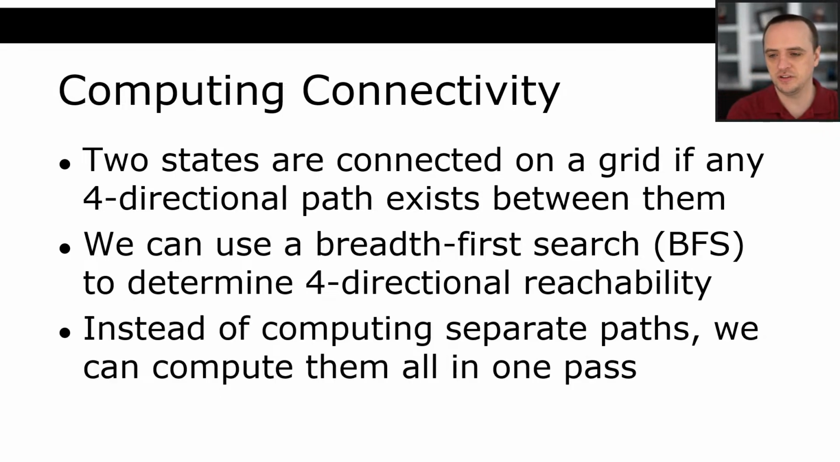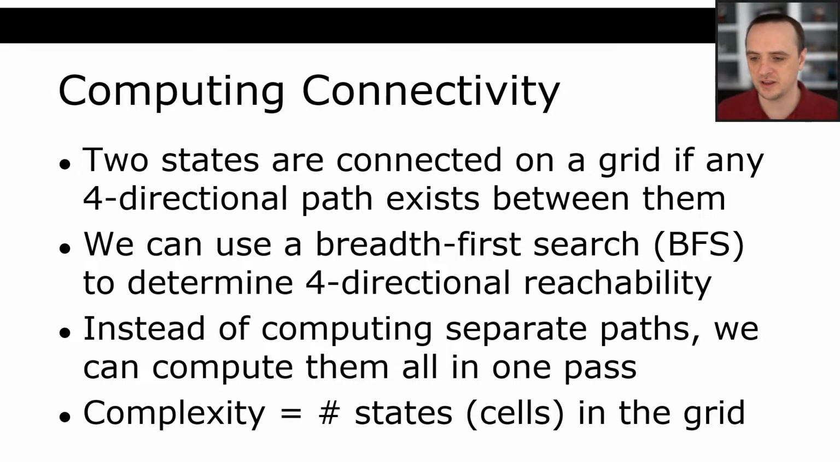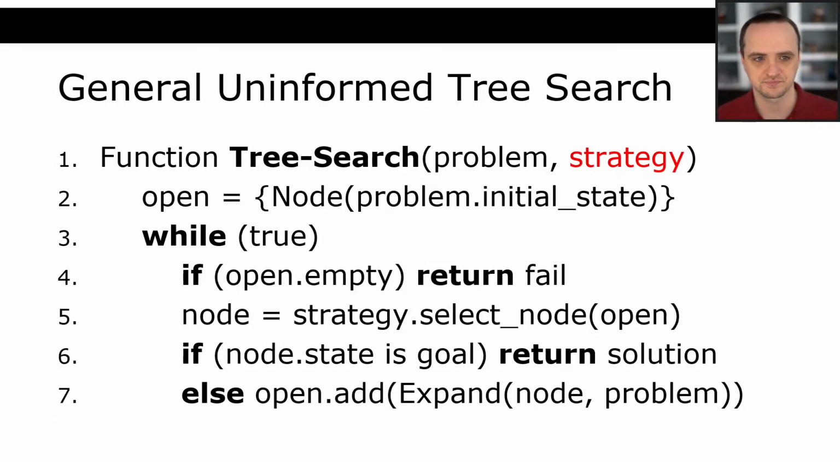So instead of computing separate paths between all pairs of points in that sector, we can compute all of them in just one pass, okay? So we can compute the connectivity in one pass. And the complexity of this algorithm is just the number of states or cells in the grid. We will be touching each of those cells once, and so the computational complexity is just equal to big O of the number of states.